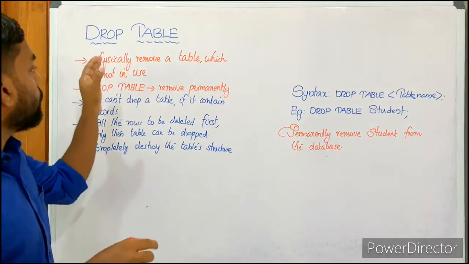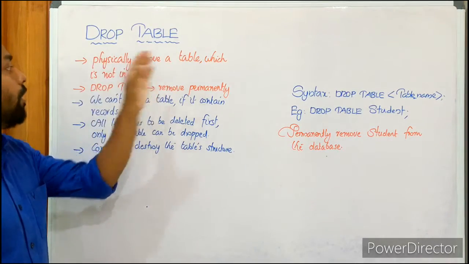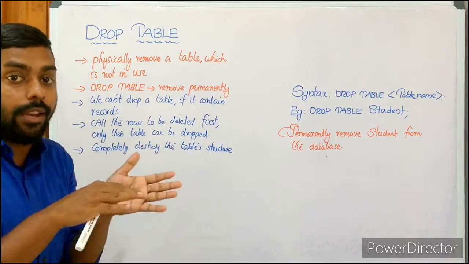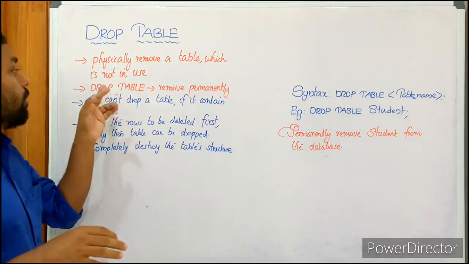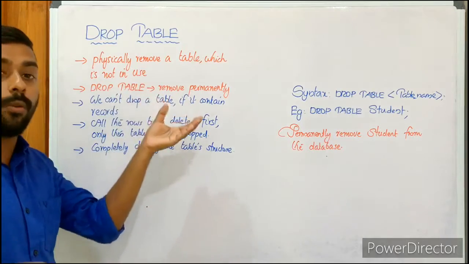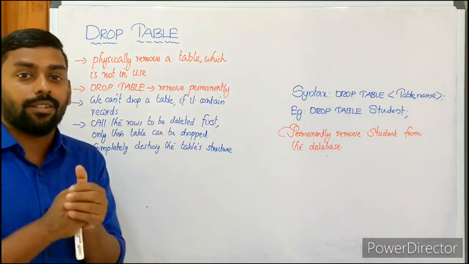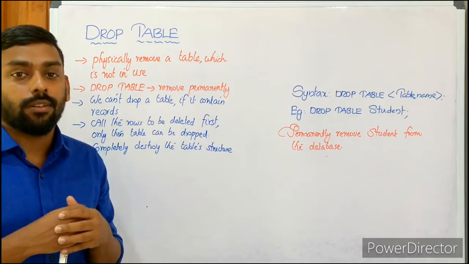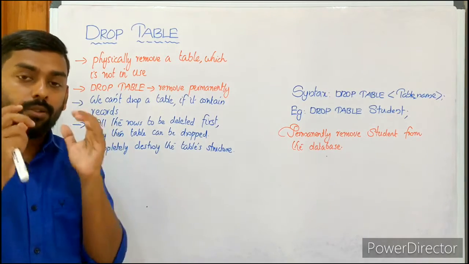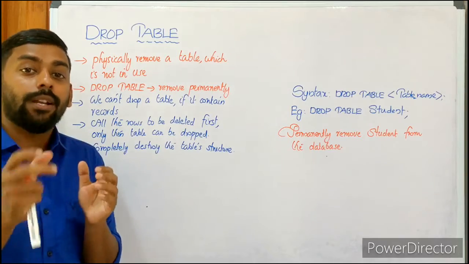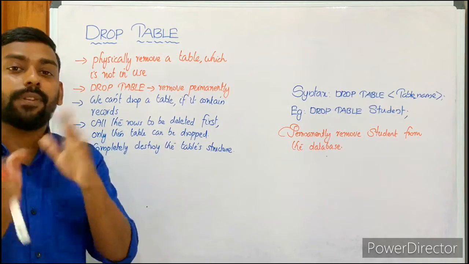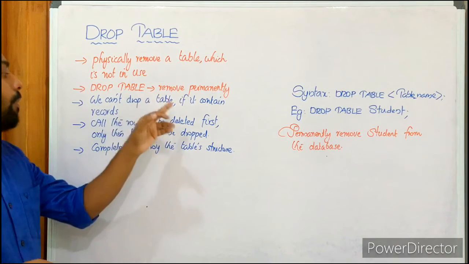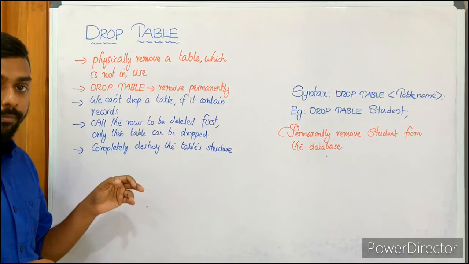It is used to physically remove a table which is not in use. The drop table command is used to remove data permanently. And here the condition is we cannot drop a table if it contains values. So what to do first? We have to delete the data first. Only after that can we apply the drop table command. So we cannot drop a table if it contains records.